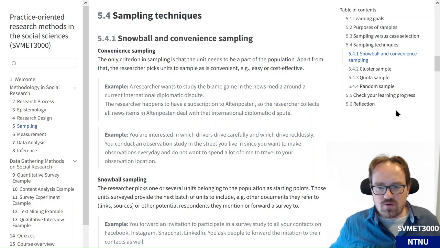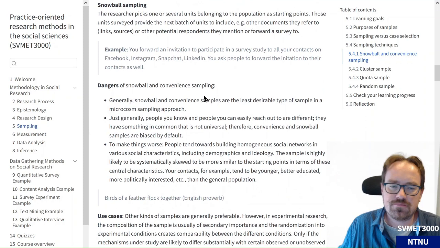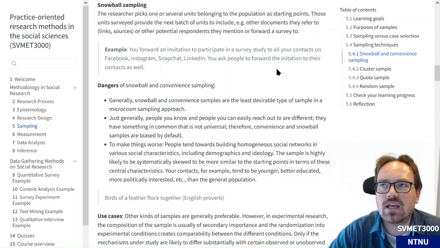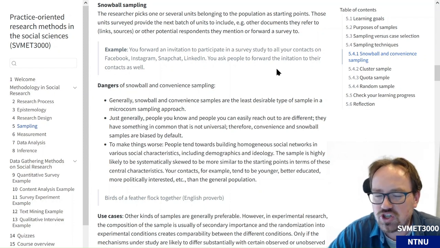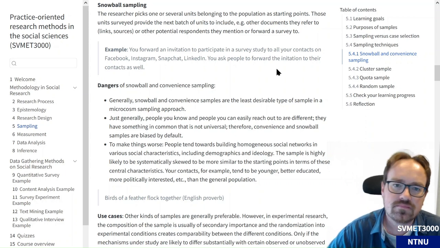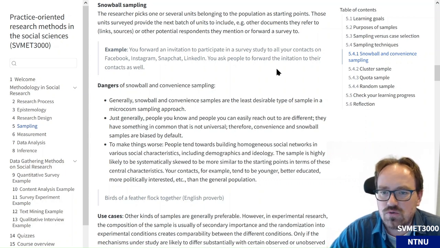Very often when you are in the position of collecting units, you are doing something very much like convenience sampling, which is snowball sampling. This is where the researcher picks one or several units belonging to the population as starting points. Very often people they already know, they are familiar with that, they have an easy time approaching. So this is convenience.